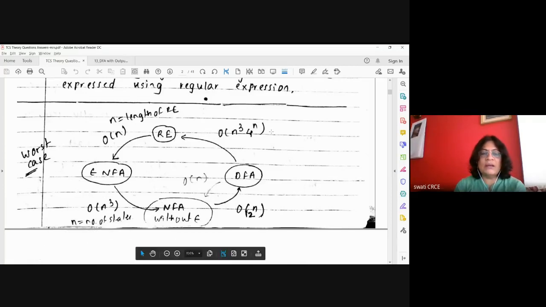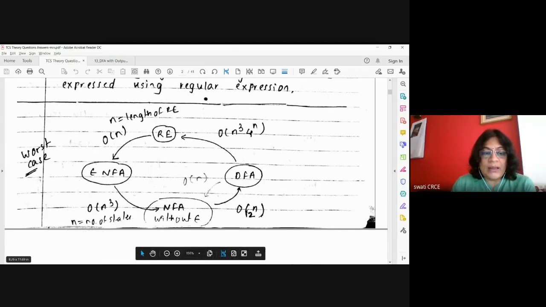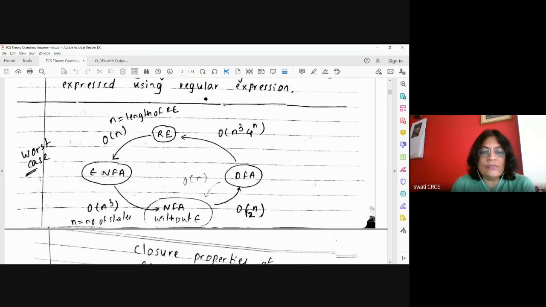Everything here is related to finite state machines. From a DFA we can find out the regular expression, from the regular expression the NFA with epsilon, from that the NFA without epsilon, and from that the DFA. Whatever is covered in the syllabus is designing of DFA, designing of NFA without epsilon, designing of NFA with epsilon, and all these conversions we have studied. Arden's theorem will give you the regular expression from DFA. And what I'm trying to tell you in this diagram is the worst case scenario for everything.